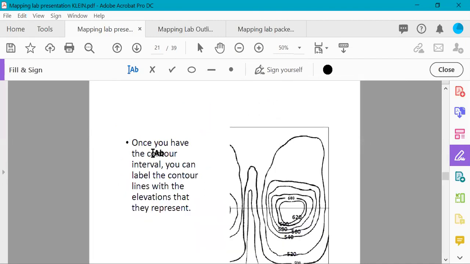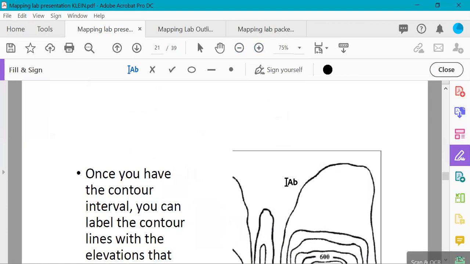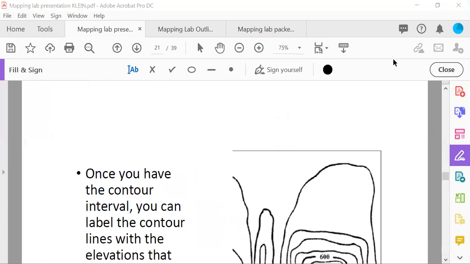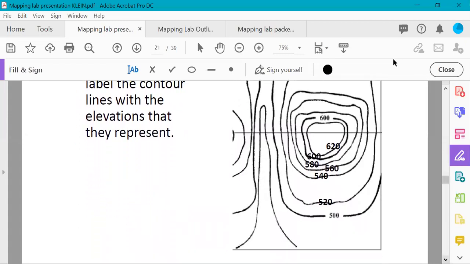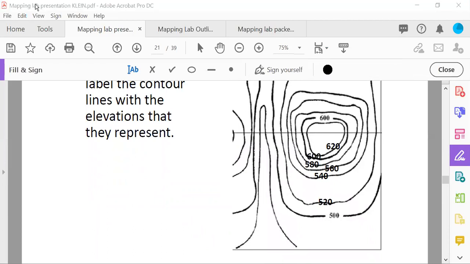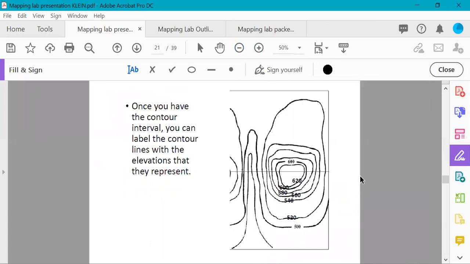So once you have the contour interval, you can label the contour lines with the elevations that they represent. So then what I did here is I went ahead and I labeled all the contour lines. Because sometimes I will ask a question that says just label the contour lines with their elevations. So that's how you do it. You have to figure out the contour interval and then you just label.